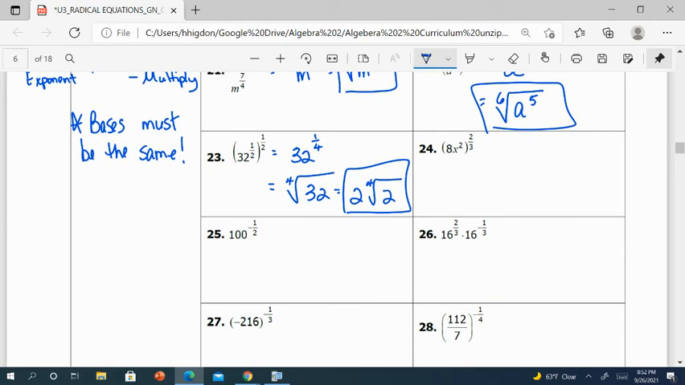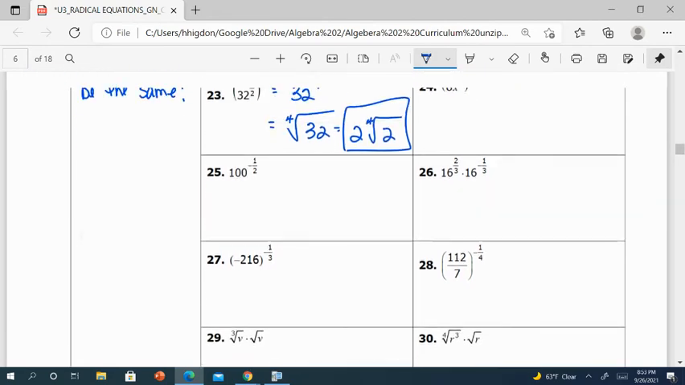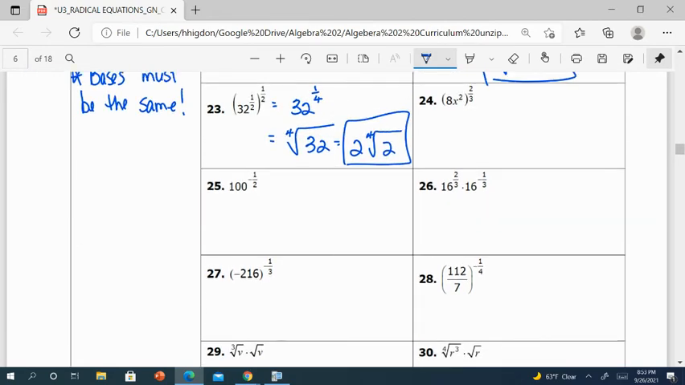Let's look at number 25. 25, 26, 27, and 28 all have negative exponents. So we need to talk about negative exponents. Negative exponents are fractions. Now let me show you what that means.